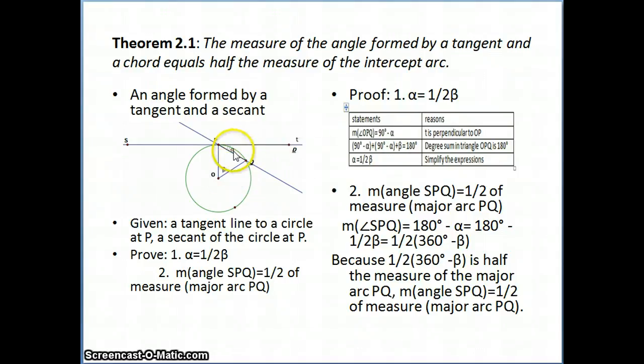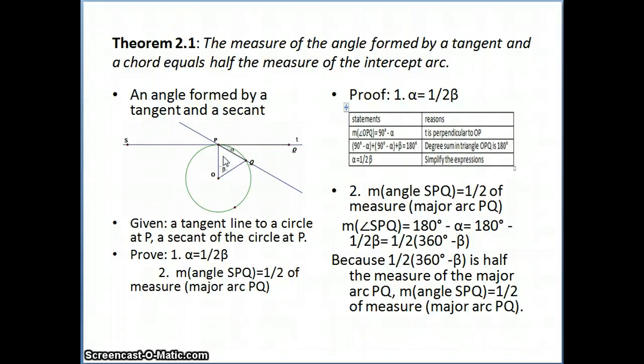So in this case we use two things: the definition of a tangent to a circle, so we must get a 90 degree angle here, and the degree sum in the triangle, because we want to find the connection between alpha and beta. The connection is this triangle, the degree sum.